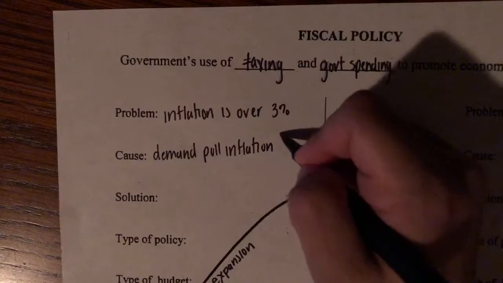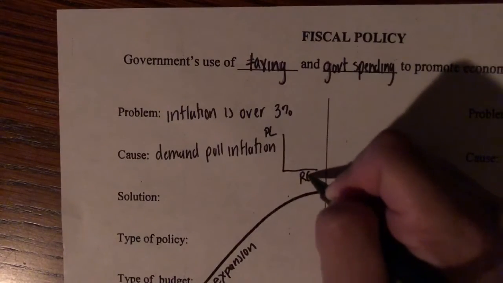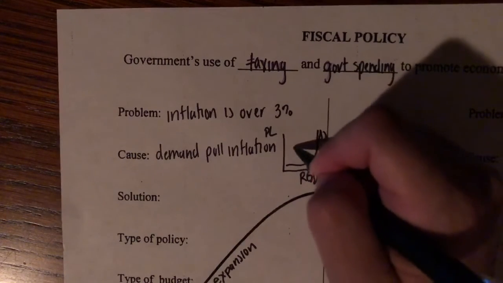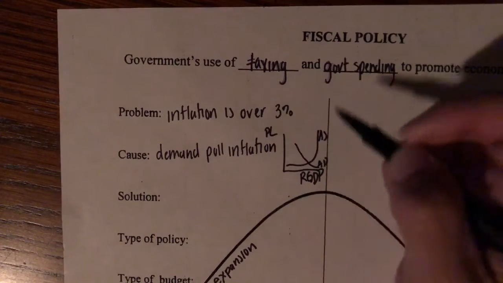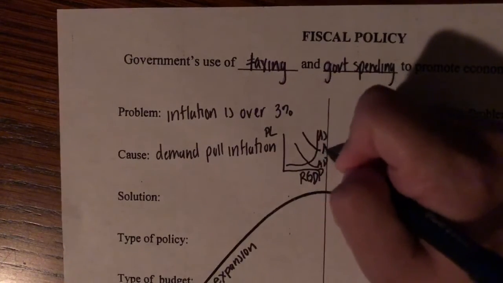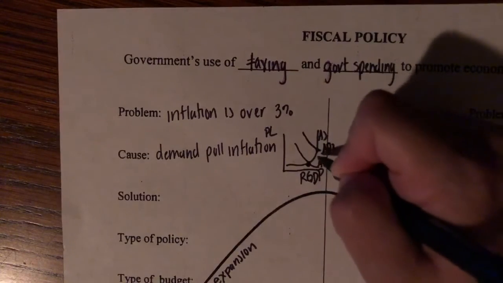And we know this graph. I could draw it out. Price level, and this is real GDP. I have aggregate supply. Here's my aggregate demand. There's too much demand, right? So my aggregate demand curve is up here. Price level was low, price level was high, but we're producing still the same amount.